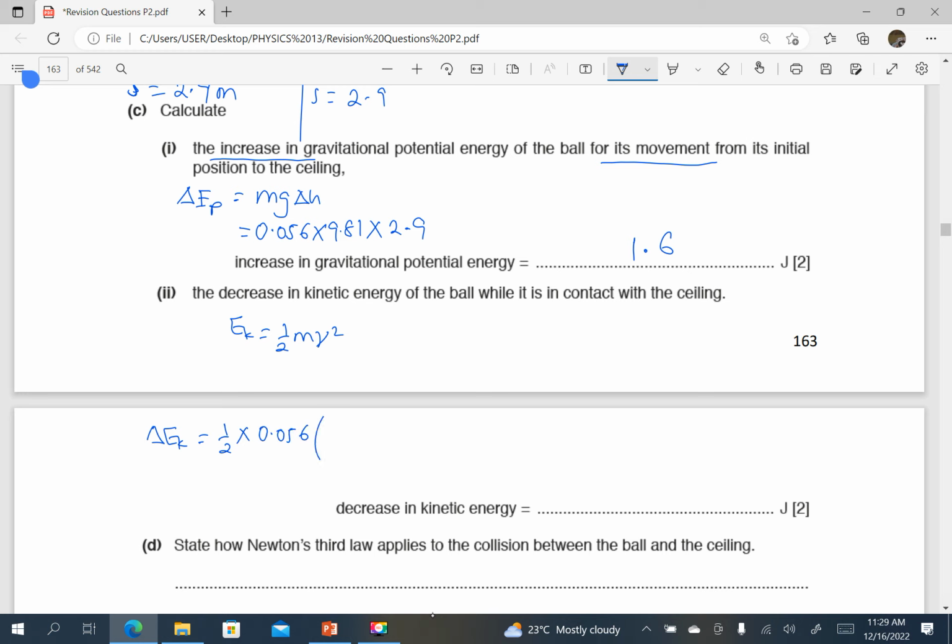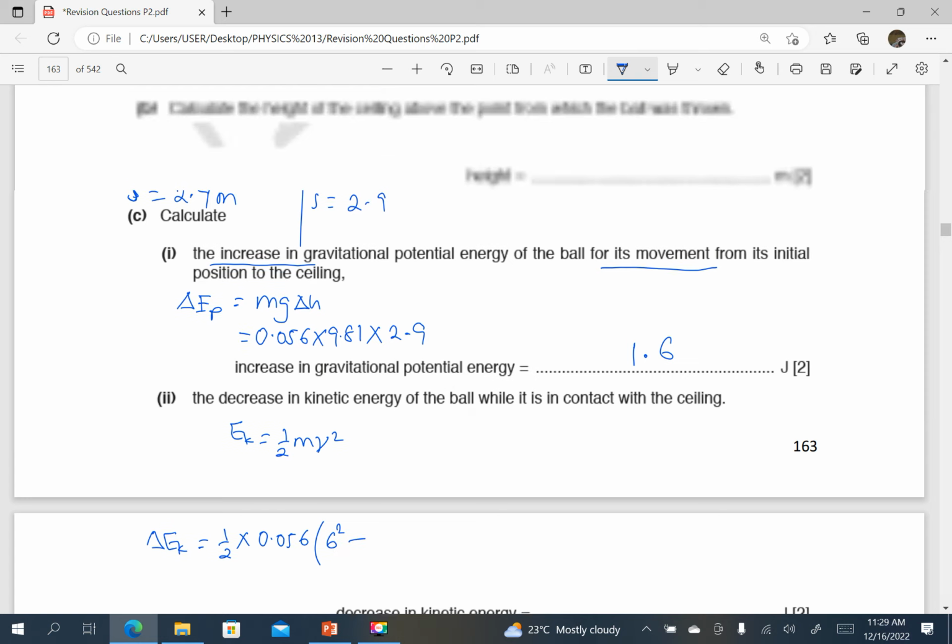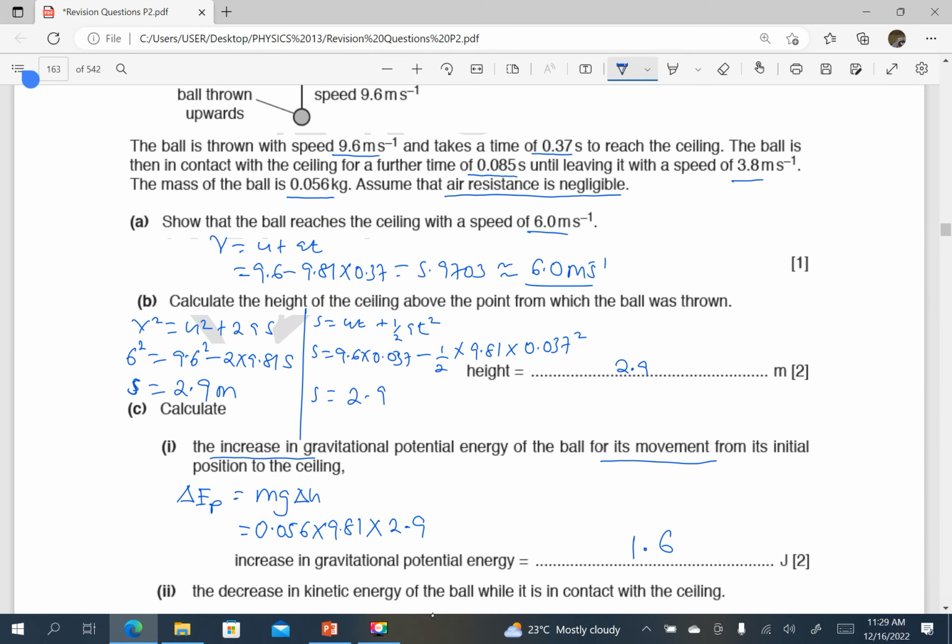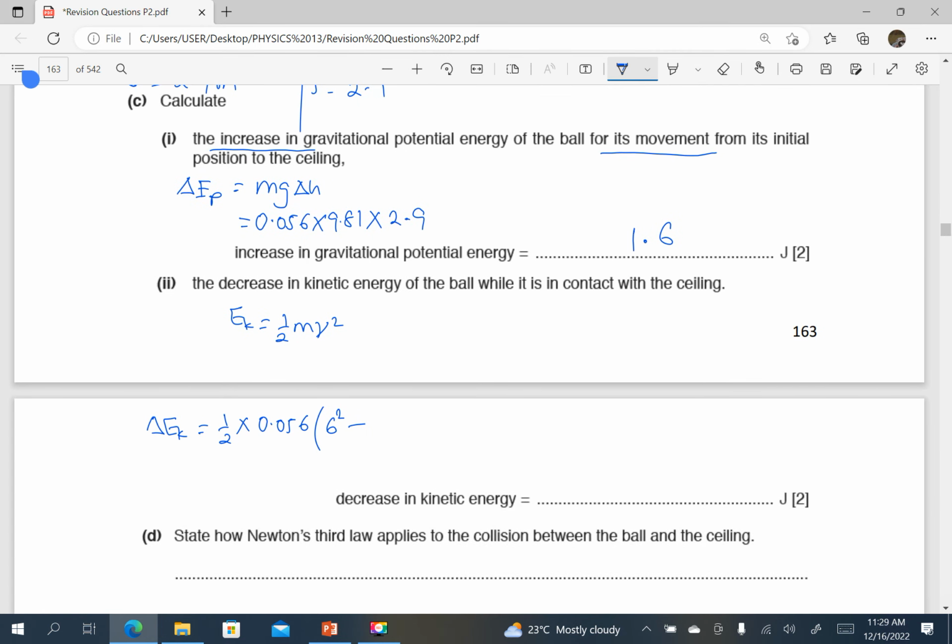It arrives at the ceiling with the speed 6, so the initial kinetic energy will depend on 6.0 squared. It leaves the ceiling with a speed, they told us, of 3.8. So the kinetic energy with which it leaves the ceiling depends on 3.8 squared. So I get the difference here to get the decrease in kinetic energy. The difference there is 0.60.